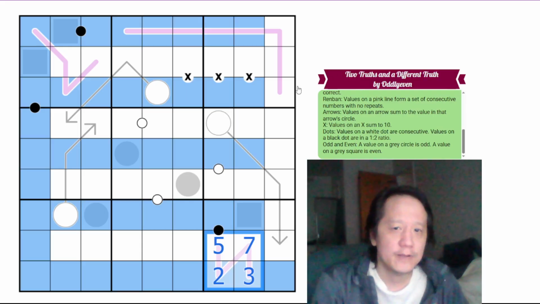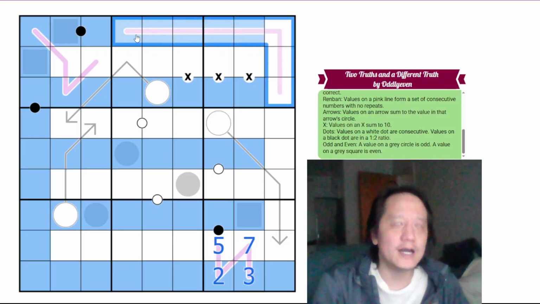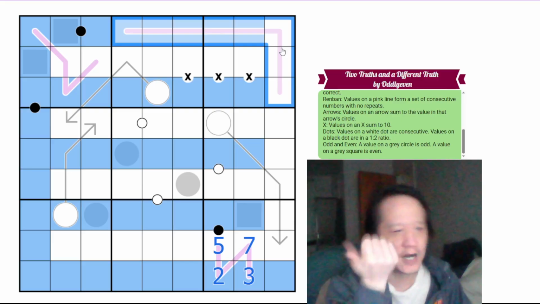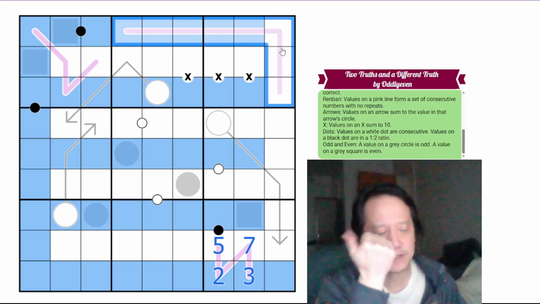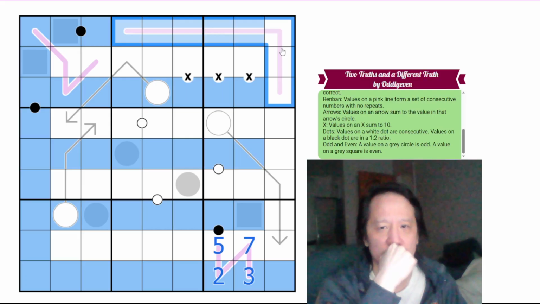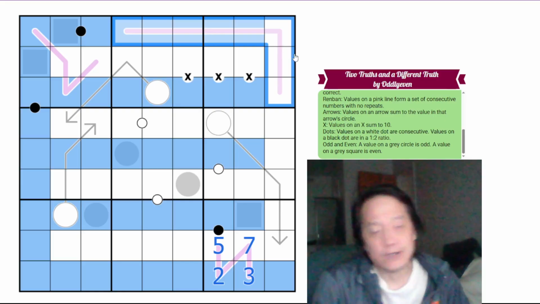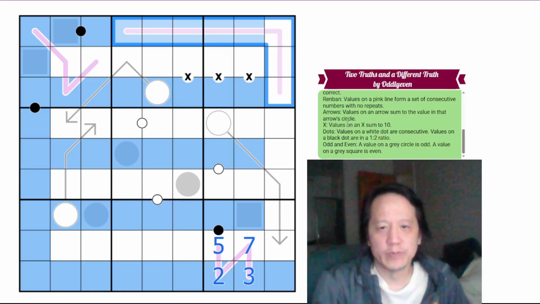So that's an example of how Renban lines work, if it's correct. Again, all the Renban lines are going to have to be correct in some context. That is, I guess, the point. Oh, that's actually very interesting. Anyways, I have to think more about that.